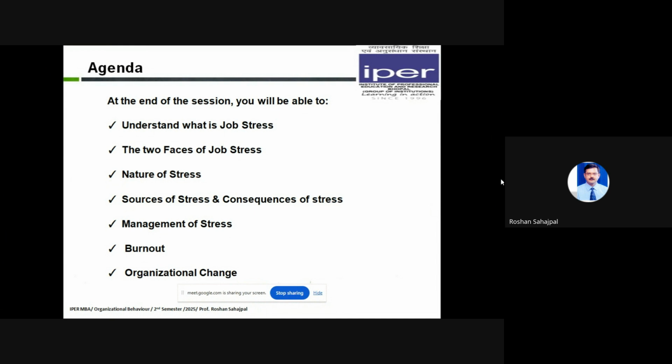So at the end of this session, you'll be able to understand what job stress is and what are the two phases of job stress, then the nature of job stress, and what are the sources and consequences of stress, what a person can do or organization does for the management of stress, what is meant by burnout, and then, as we have already seen, we'll sum up with organizational change. So let's get started.